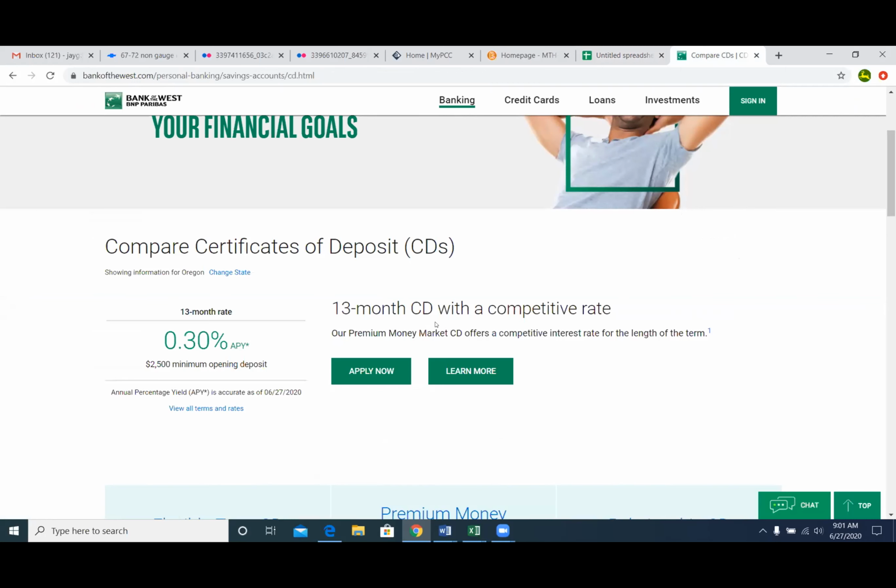I mean, I still have a local account for my checking account, things like that, because I like my local branch. I like to be able to go in there. But my savings account, I got some online.